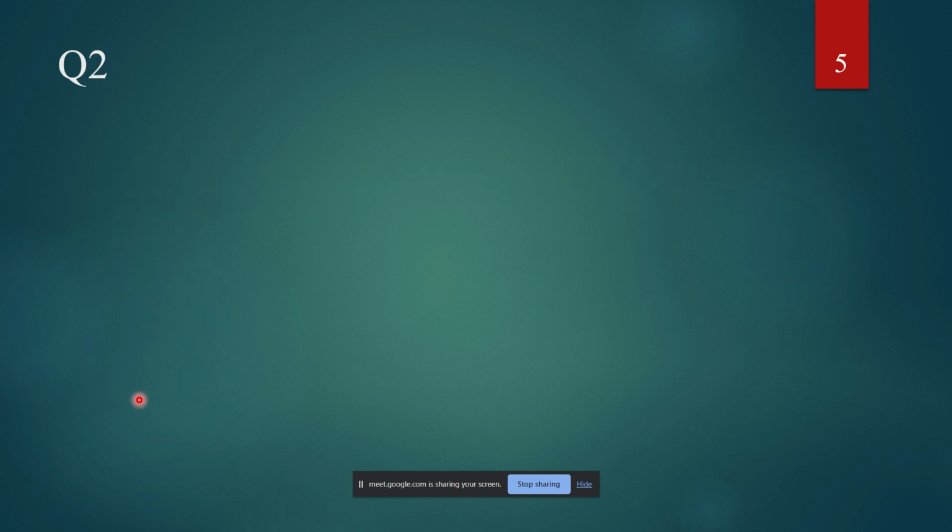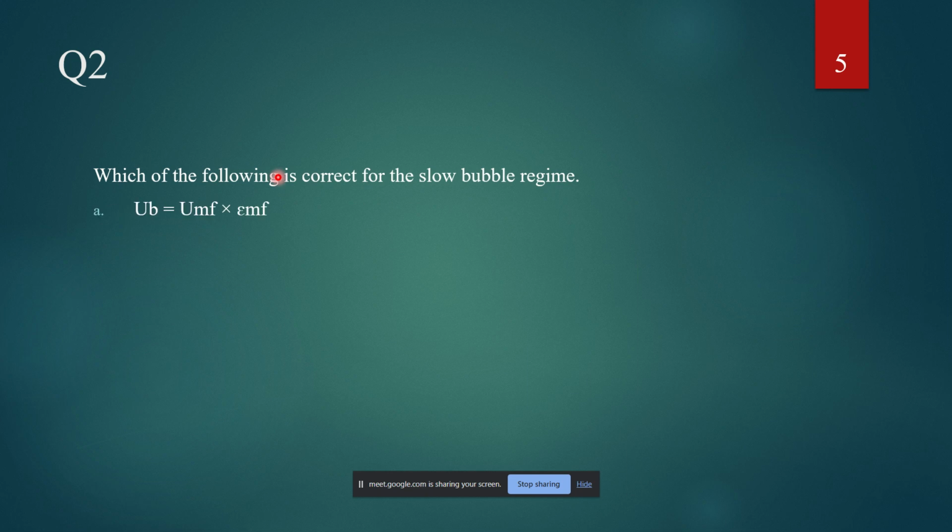We will see question 2. In question 2 it is asked which of the following is correct for the slow bubble regime. UB is equal to UMF into epsilon MF. UB is less than UMF into epsilon MF. UB is greater than UMF into epsilon MF. UB is less than UMF by epsilon MF. So please find out the answer and we'll discuss the answer in a minute. You can also unmute yourself and answer the question. Together with the answer, try to give a proper explanation, or else just think of the answer with the proper explanation.